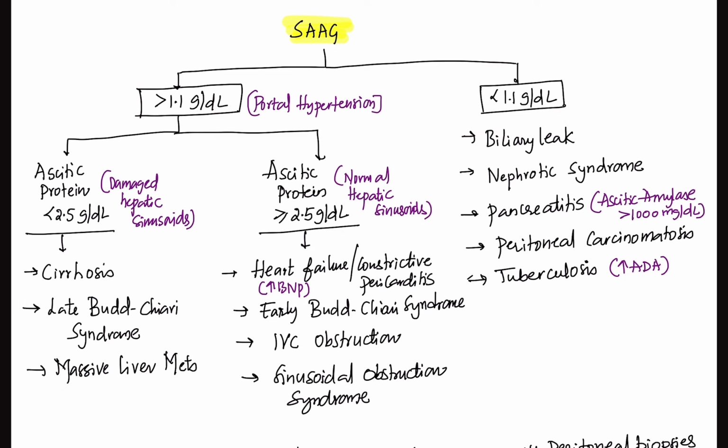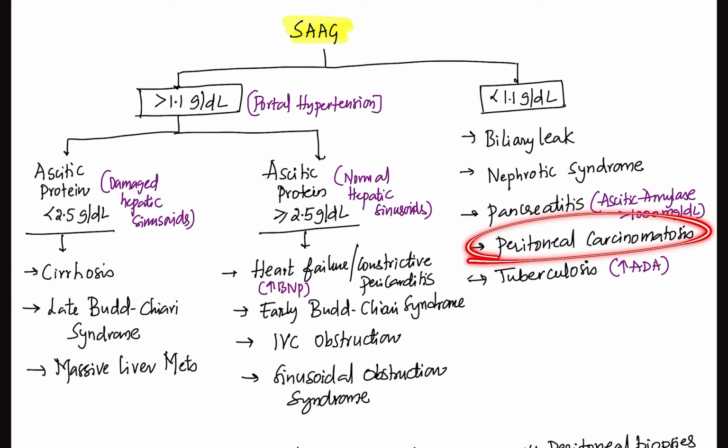Like you have a biliary leak. Biliary leak means, as I had told you, the fluid looks dark brown in color. Biliary perforation leads to biliary leak. Similarly, you have nephrotic syndrome, where the patient will have periorbital puffiness and proteinuria. Then it can be pancreatitis. One of the characteristic biochemical findings in pancreatitis, apart from the SAAG value being low, is an increase in ascitic amylase content. Amylase is more than 1000 milligram per deciliter.